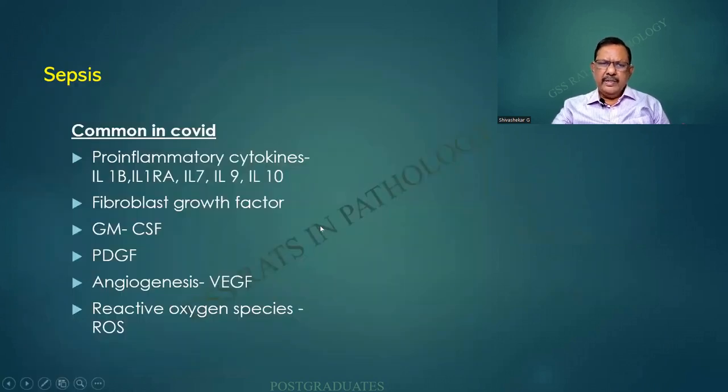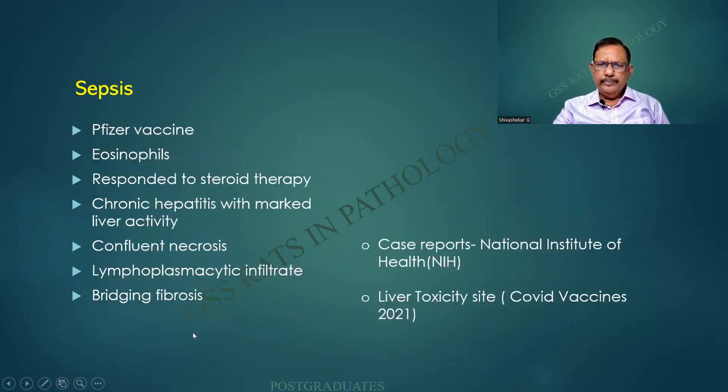Sepsis. And these can be the various mediators which are produced in it. There can be the fibroblast growth factor, then granulocyte monocyte colony stimulating factor. These can be the sources of it. Angiogenesis can be from the vascular endothelial growth factor and reactive oxygen species. These are all common in COVID.